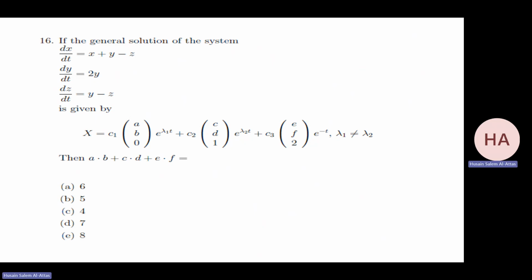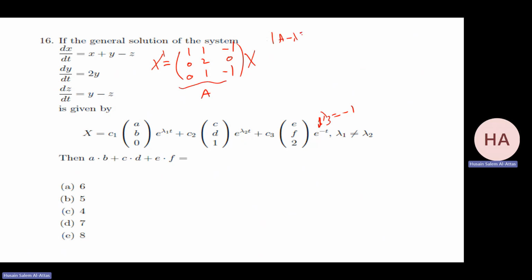Now, in this question, he said the general solution of the system is this, and then find all of these things. I have only lambda 3 equal to minus 1. The rest I don't know. So I need to first write the system. X prime equals the matrix 1, 1, minus 1; 0, 2, 0; 0, 1, minus 1, times x. So this is my A.